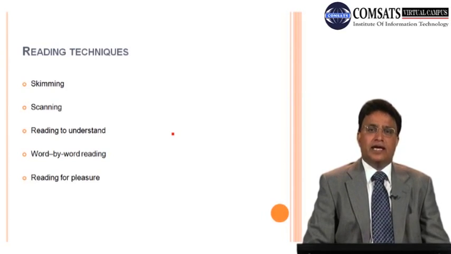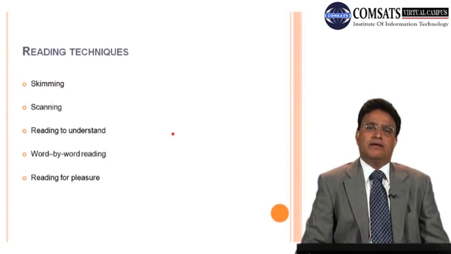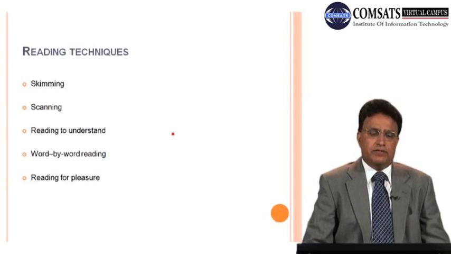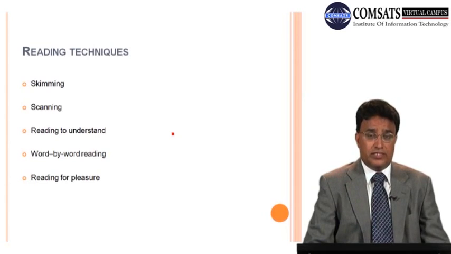Then comes reading to understand. Most people do reading for comprehension, especially students, or academic reading. What do you do? You try to understand the text. And if there are certain difficult words, hard words to understand, you try to understand them by using the context clues. So reading to understand is basically reading for details, to get the information.